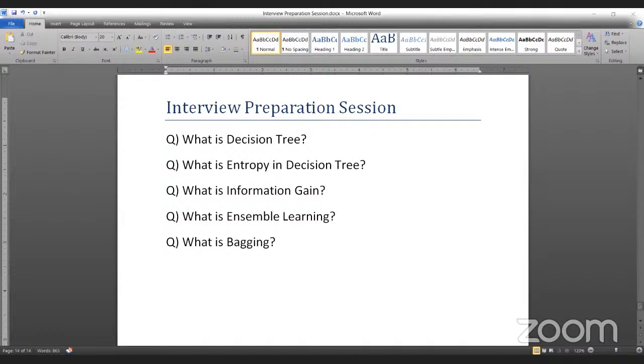Yeah, correct, Charan. Bagging is also known as bootstrap aggregation. So what is this bootstrap aggregation? Let us know what this method is. So what happens in this method?